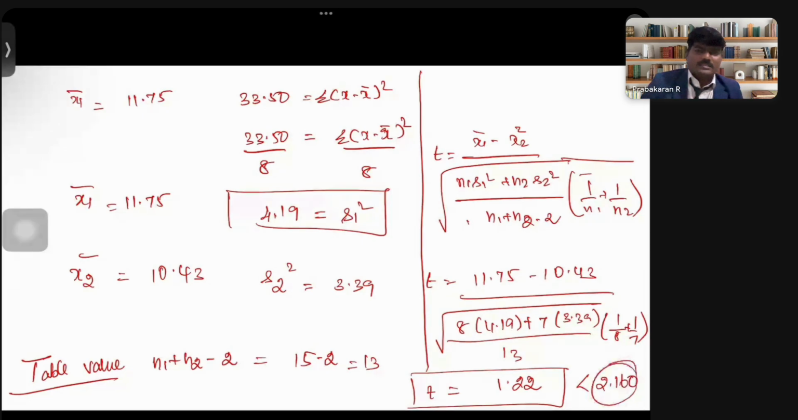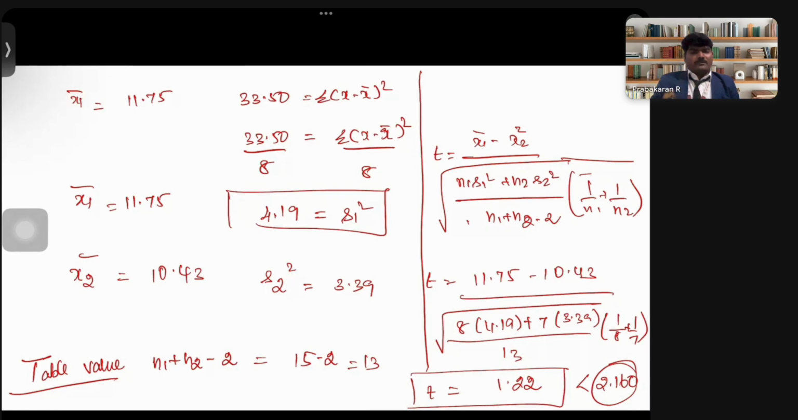So the conclusion is the table value is greater. We can accept the H0. That means for the two samples, there is no significant difference between them. In other words, the two samples come from the same population with the same mean. That's our conclusion. But we have checked only the means.